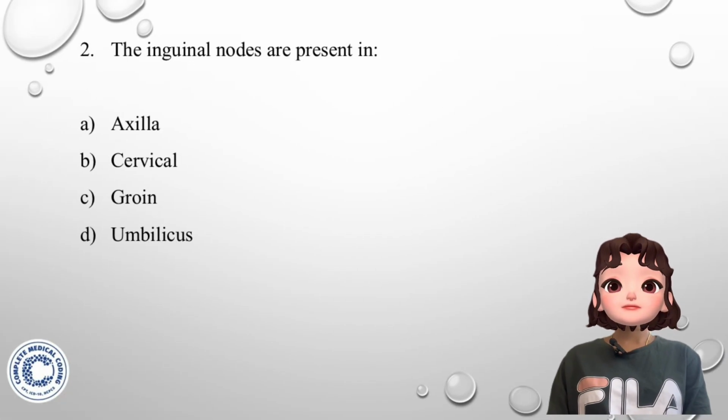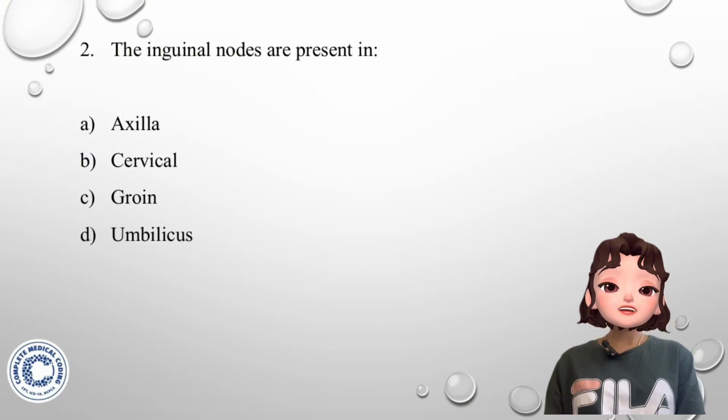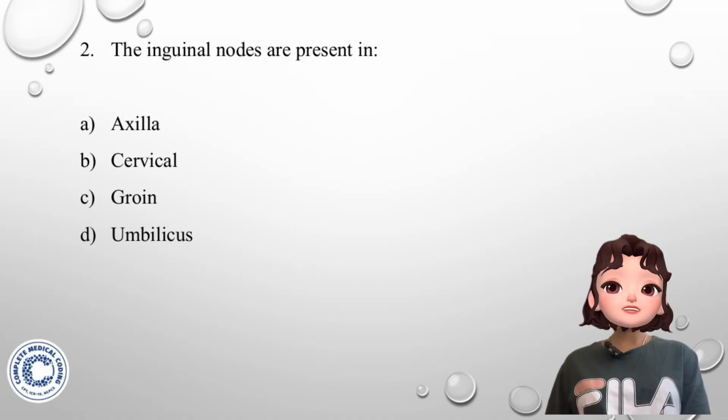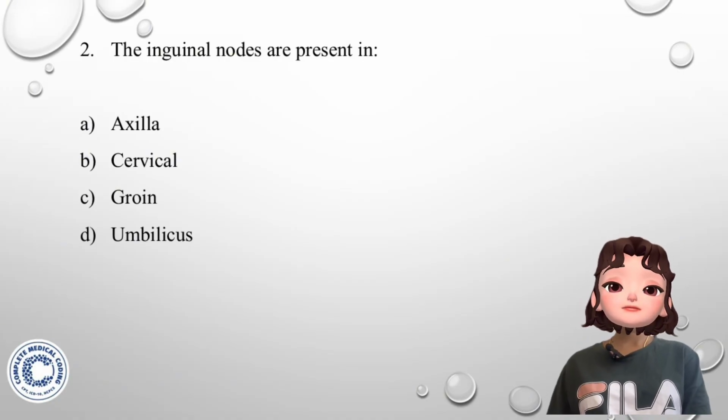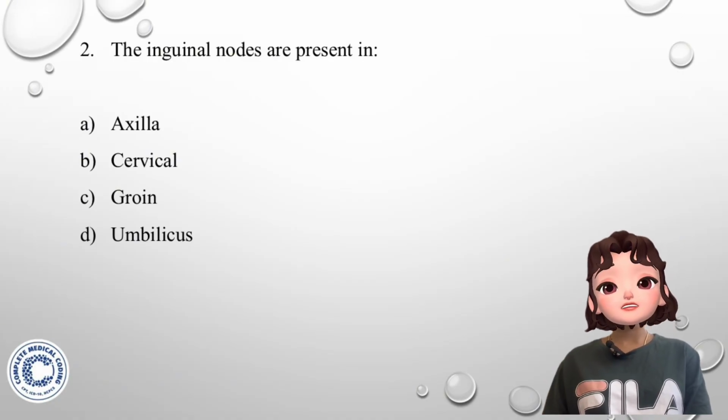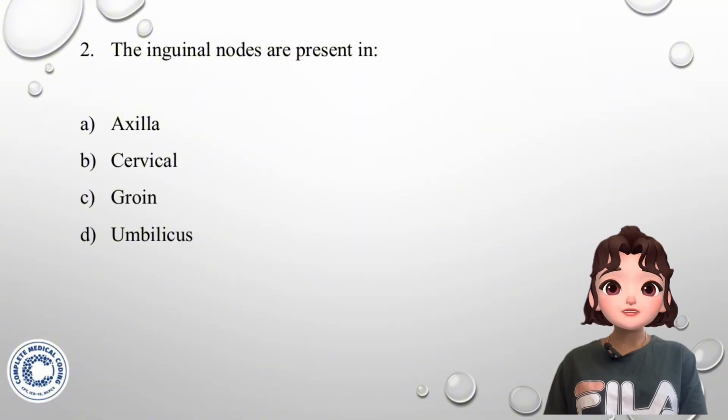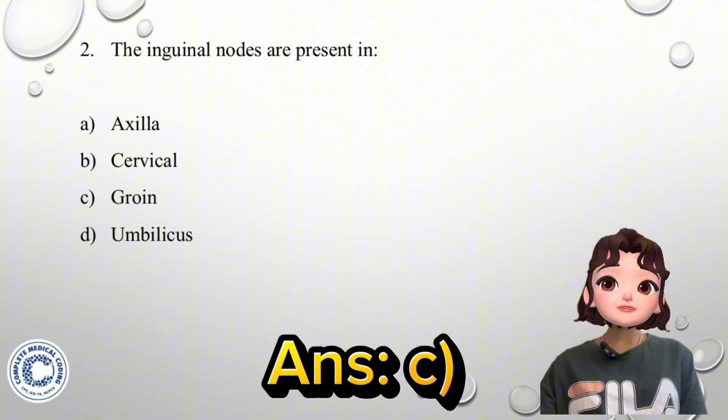Now, second question. The inguinal nodes are present in which area? Option A, axilla. Option B, cervical. Option C, groin. And option D, umbilicus. Where are the inguinal nodes present? Inguinal nodes are present in the groin. Like inguinal hernia, everything that occurs here is in the groin. Answer is option C, groin.